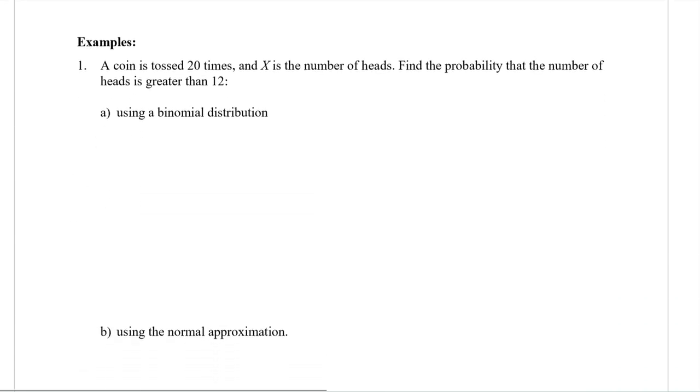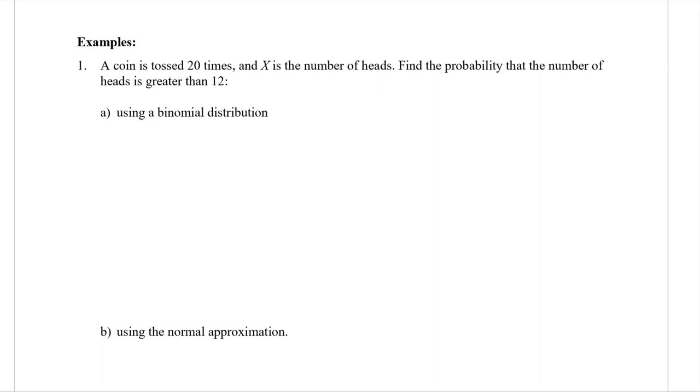All right, question 1. A coin is tossed 20 times, phones away, and X is the number of heads. Find the probability that the number of heads is greater than 12, and we're going to do it with a binomial distribution first, and then we're going to approximate it using our normal distribution curve.